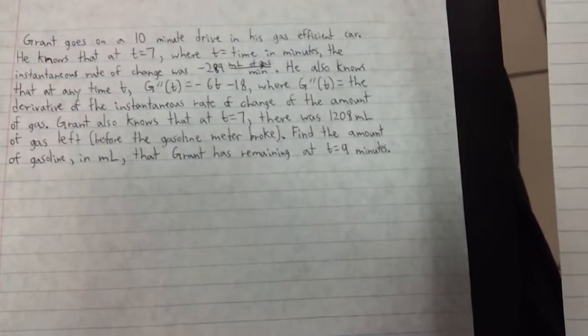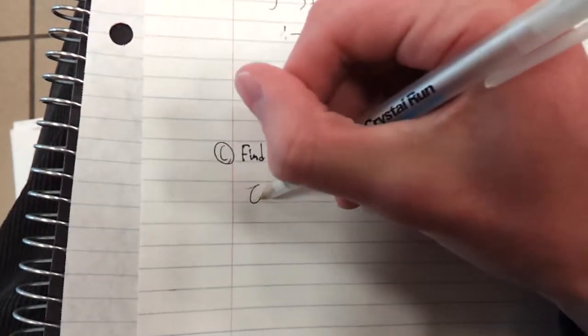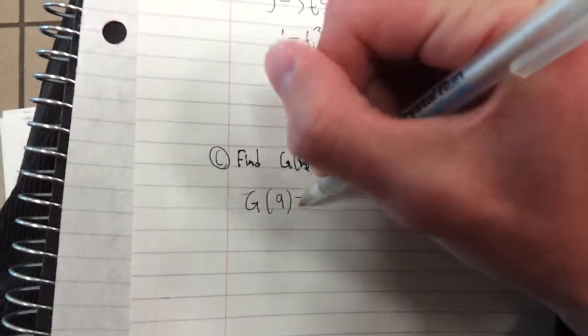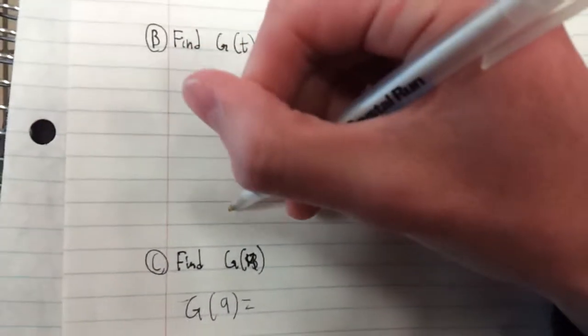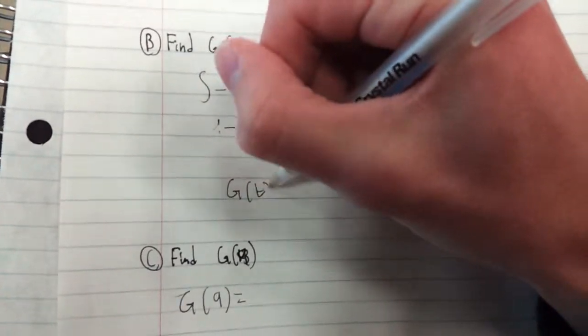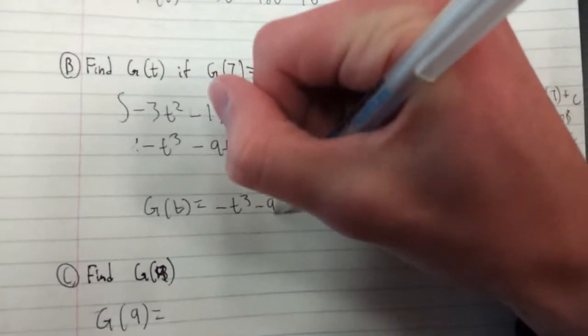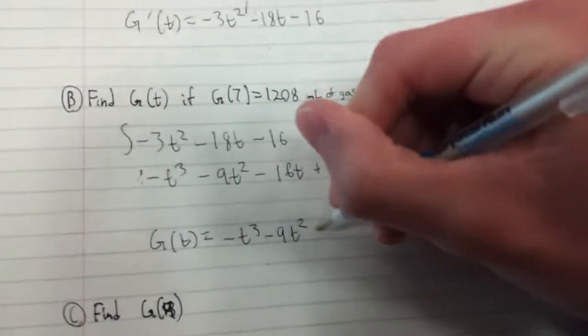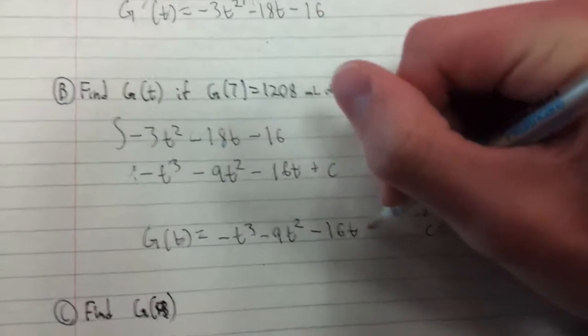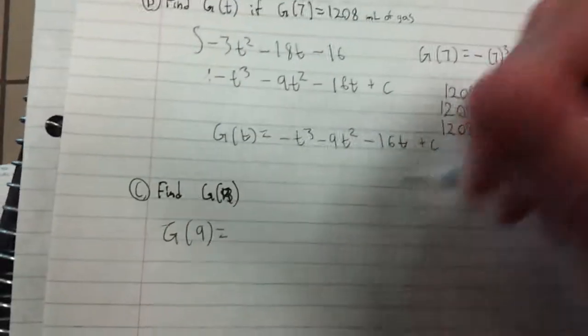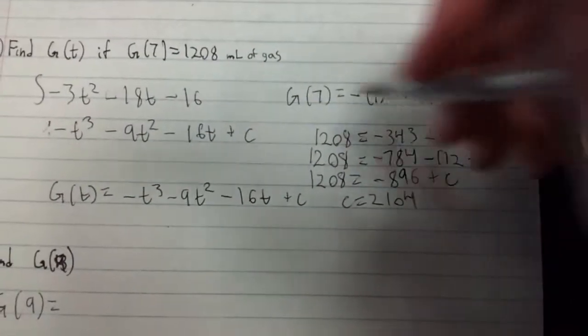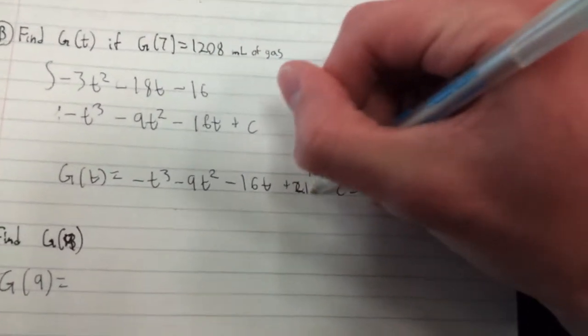On to the last part, which is what we actually want to know. Remember that Grant wants to find how much gas he has remaining at t equals 9 minutes. So this is probably the easiest step here. Just plug in 9 into that equation that I didn't write like I should have: g of t equals negative t cubed minus 9t squared minus 16t plus c, plus 2,104.